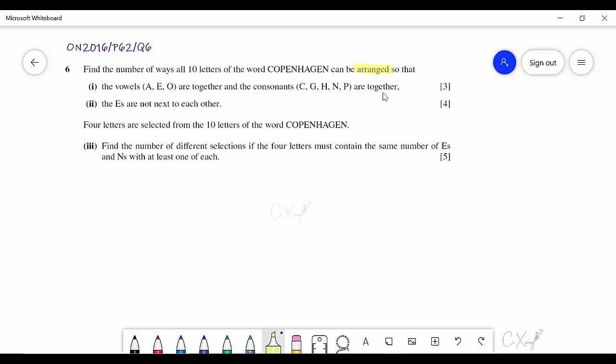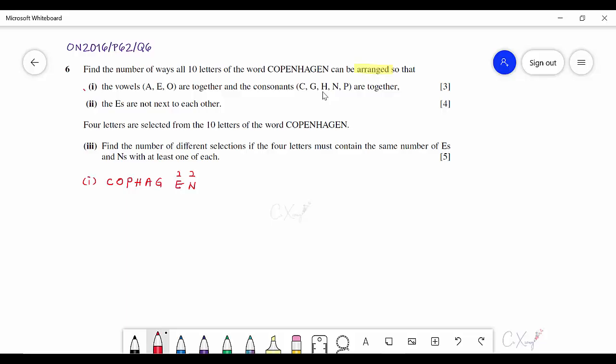When they want us to arrange, they want us to ensure that the vowels and also the consonants are together. Usually for this kind of question, I will try to figure out how many identical letters I have. From here, I have C, O, P, and then H, A, G. Then I have 2E and also 2N. It is quite obvious that E and N are identical, 2E and 2N.